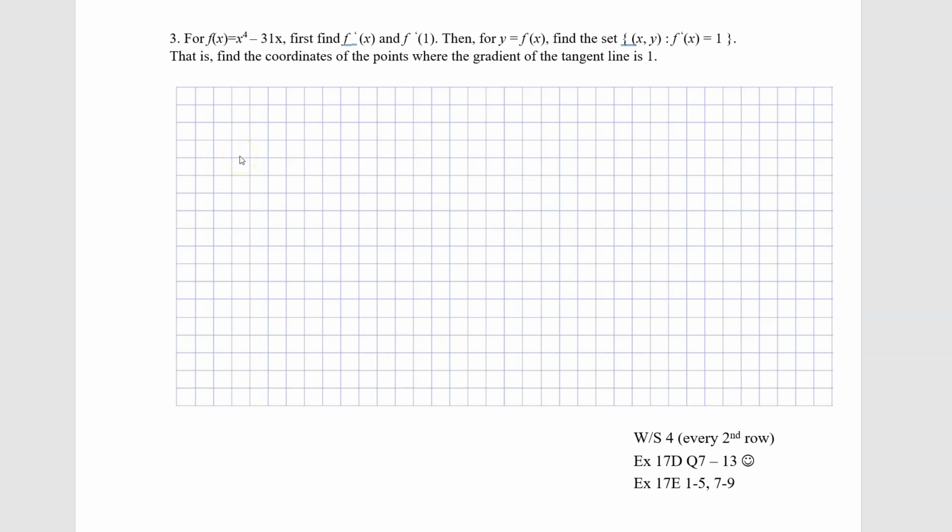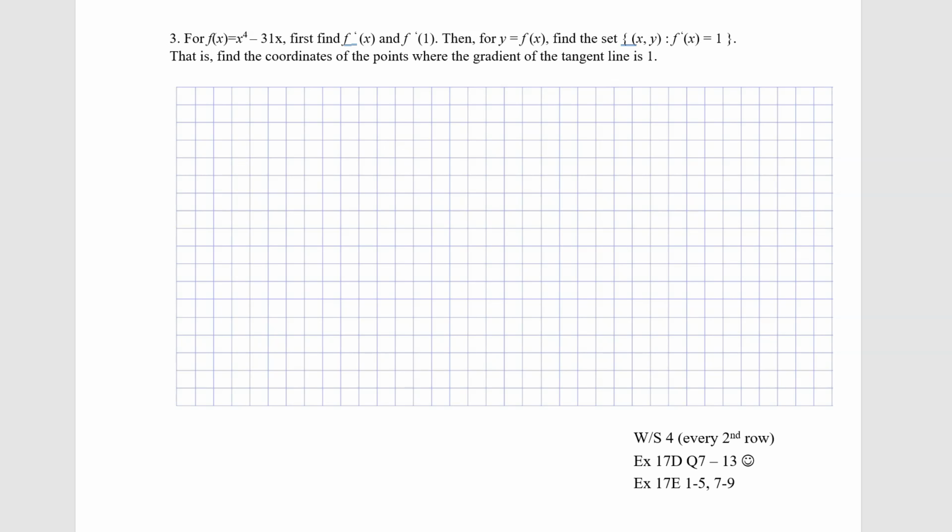Alright, question 3. For f'(x) = x^4 - 31x. First, find f'(x) and then find f'(1), or the instantaneous rate of change when x equals 1. Then for y = f(x), find the set xy for the f'(x) when it's 1. That is, find the coordinates of the point where the gradient of the tangent line is 1.